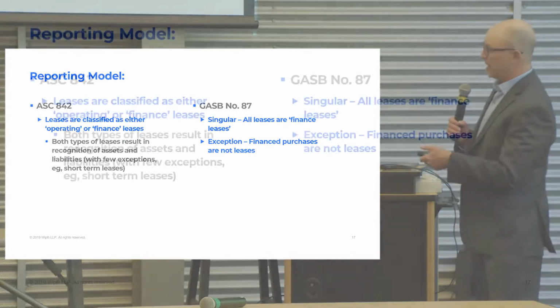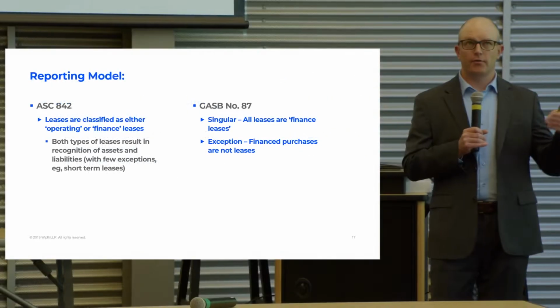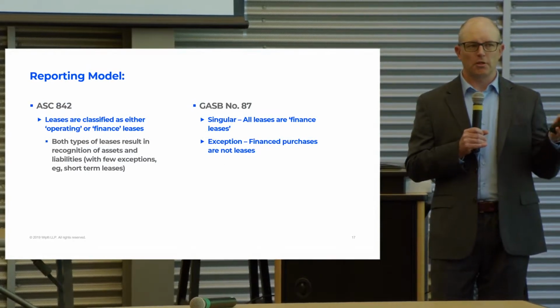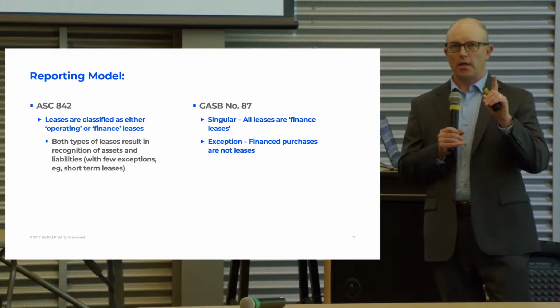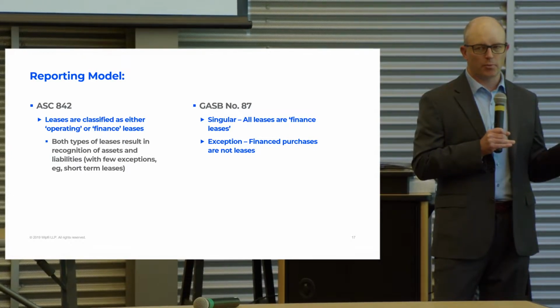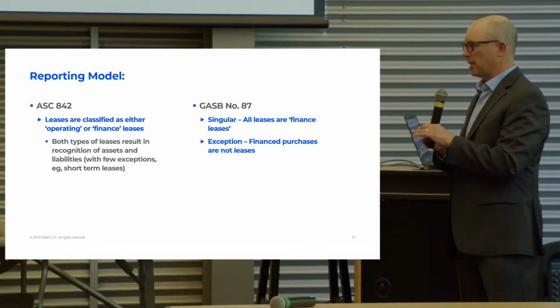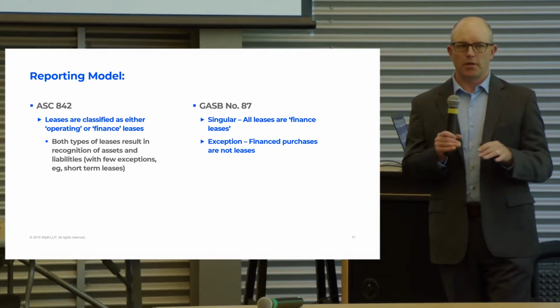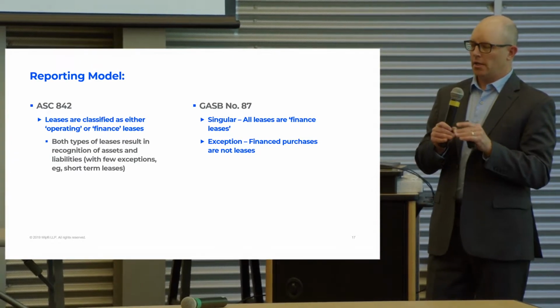One major exception, and I think I have a slide on this a little further down the road, is that finance purchases are not leases. When we looked at the criteria that determine an operating versus a finance lease, which used to be called a capital lease under ASC 842, the number one criterion was a transfer of ownership. So if you're a FASB reporter and your lease transfers ownership from the lessor to you, stop right there. You don't analyze the 75% test or the 90% test. You have a capital lease.